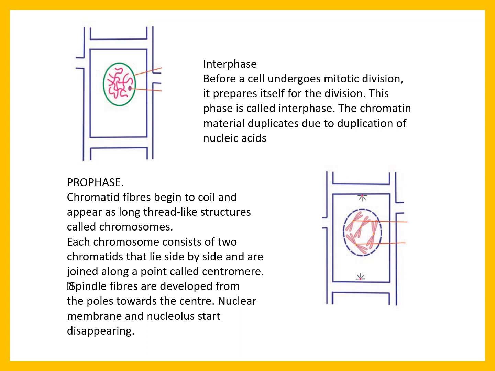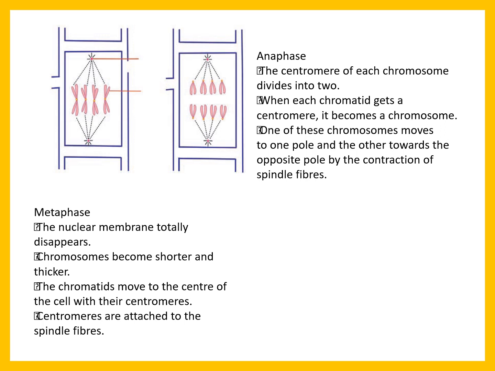Then spindle fibers develop from the poles towards the center, and the nucleolus and nuclear membrane disappear. So the thickening, coiling and forming of thread-like structures forms the early prophase, and the disappearance of the nucleolus and nuclear membrane and the appearance of spindle fibers form the late prophase stage.